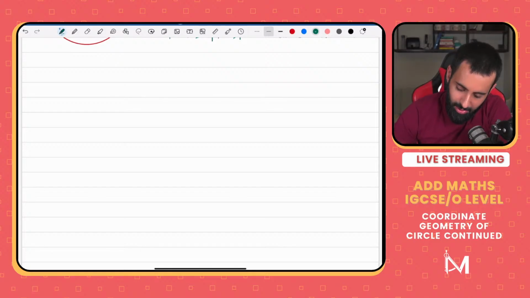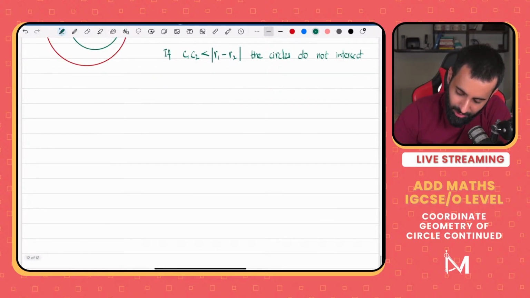Okay, now let's talk about circles that are touching, or in other words, circles that are tangent. There are two ways that two circles can be tangent. Let's write them down. Touching circles.